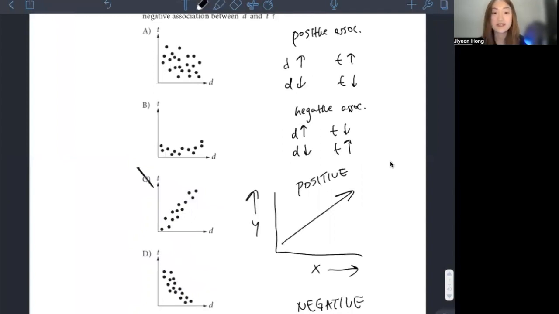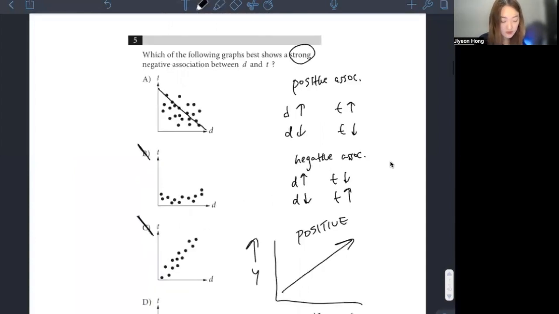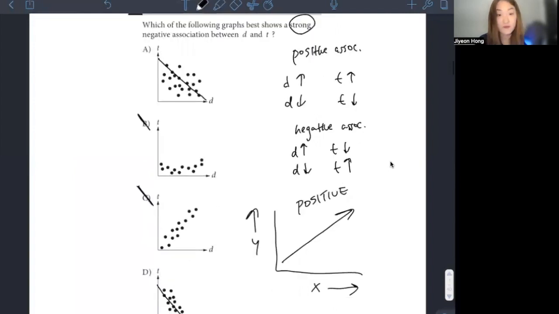B is very scattered. It's not really a line. And so it's going to be a pretty scattered, looks more like no correlation to me. And then we have A and D, which are both negative, but since D is closer to a line, and A is more scattered around, it asks for a strong negative association, which is why D is the answer. If it was a weak negative association, A would have been the answer because they're a little further apart from the line of best fit for the negative association.